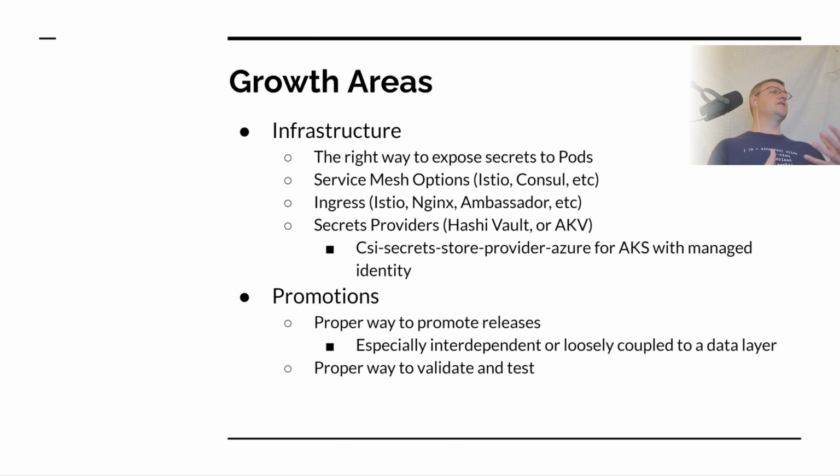Some of the growth areas, and this will be my wrap up, is some of the infrastructure. We are still thinking through the right way to expose secrets to pods. There's a lot of options out there, and there's sidecar injection, there's directly accessing Key Vault or HashiVault. So thinking through the right way to do secrets is something that we continue to rethink and question ourselves. There's a lot of service mesh options out there. If you're in the Hashi set, Consul's an obvious one, but a lot of people use Istio. And if you use Istio, who controls that?